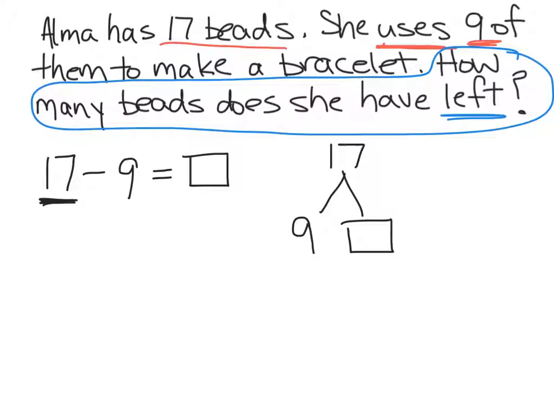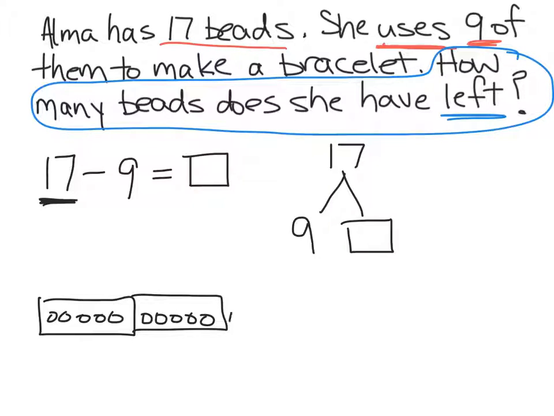So I'm going to use 17 beads, and I'm going to draw circles for that. 1, 2, 3, 4, 5, and I like drawing in groups of 5. That way I can count them easily in my head. 6, 7, 8, 9, 10, 11, 12, 13, 14, 15, and 2 more would make 16, 17.